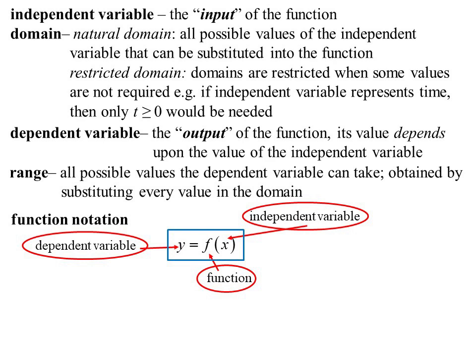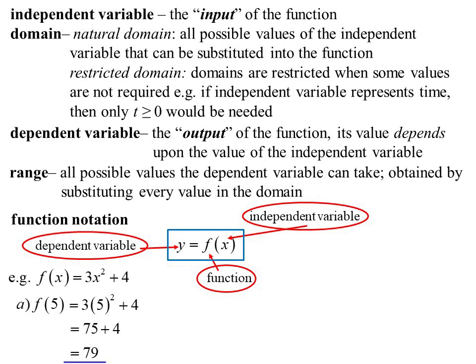So a very simple example, if our function is 3x squared plus 4, then f(5), they're saying, well, what do you get when you substitute 5? We get 79. Of course, you don't have to substitute a number in, you could substitute in another pronumeral. So f(a) would just be 3a squared plus 4.